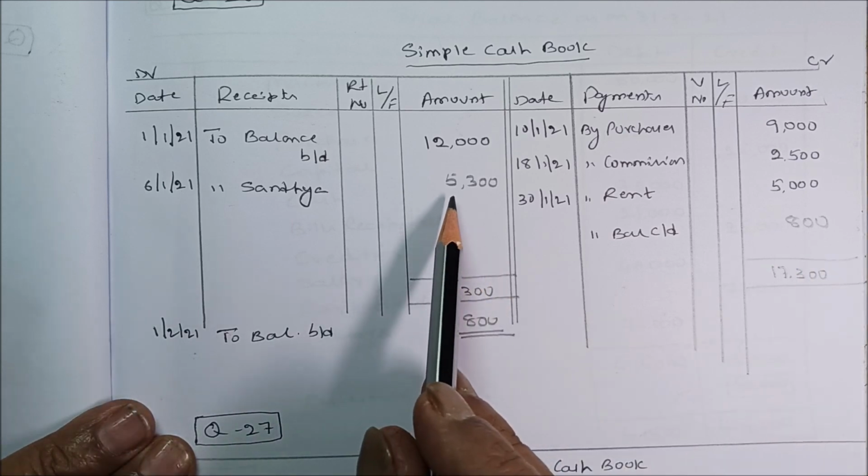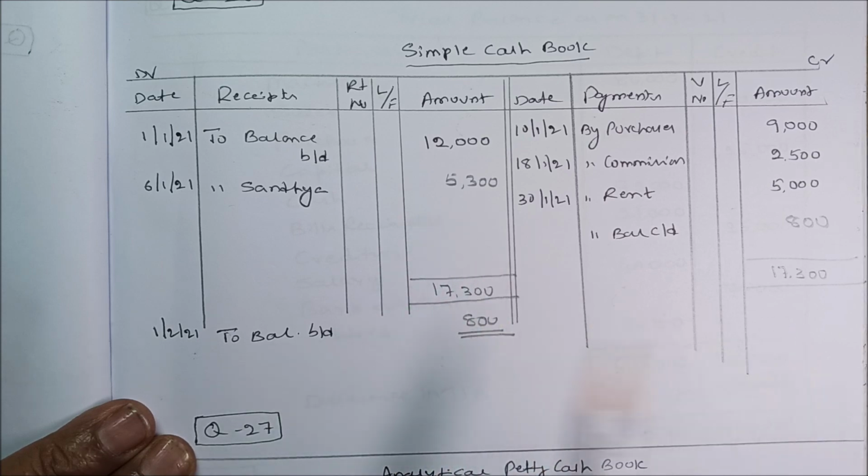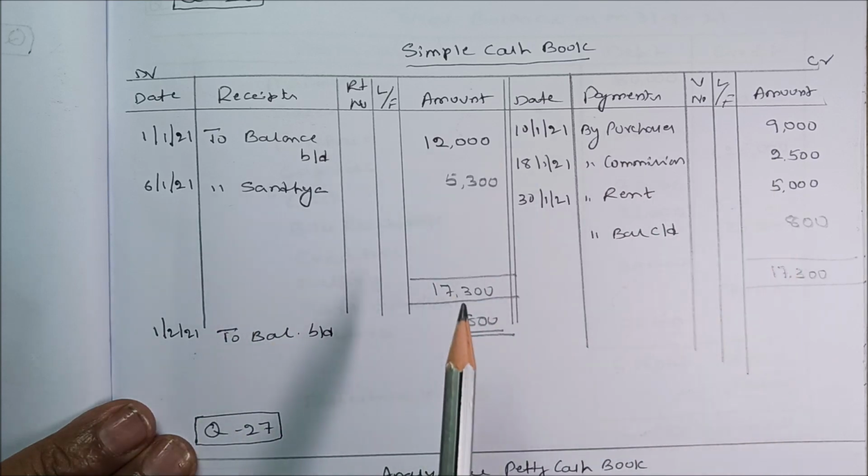According to the problem, if you take 4,300, you will get a credit balance. You cannot show a credit balance in a cash account. So this is a simple cash book. This is problem number 26.